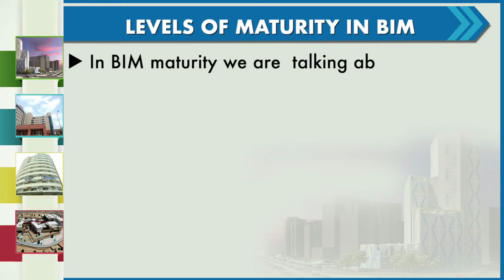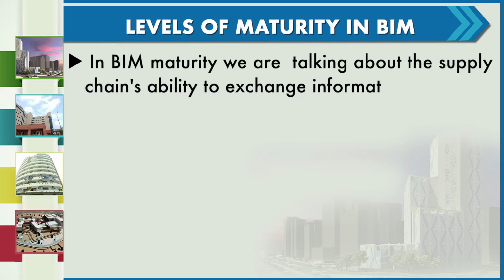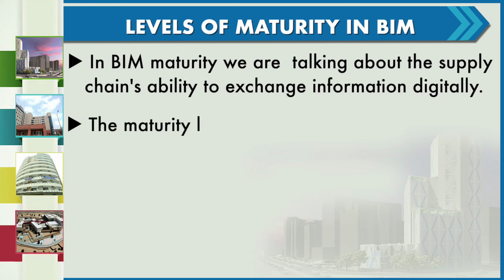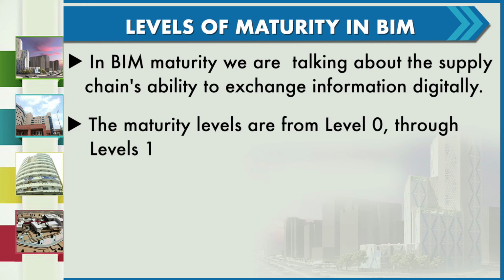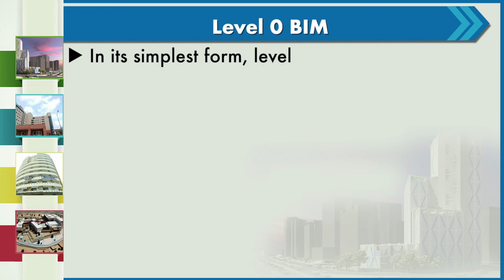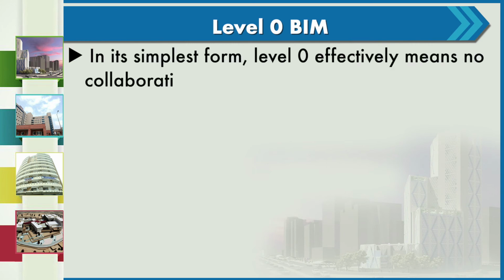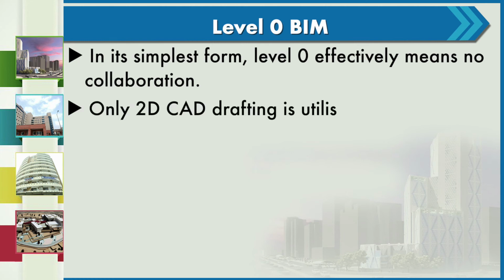Before wrapping up, I should mention the levels of maturity in BIM. When we talk about BIM maturity, we are essentially talking about the supply chain's ability to exchange information digitally. The maturity levels are from level 0 through level 1, 2, 3 and beyond. Level 0 BIM in its simplest form. Level 0 effectively means no collaboration. Only 2D CAD drafting is utilized.